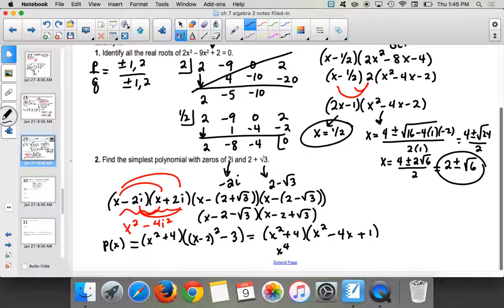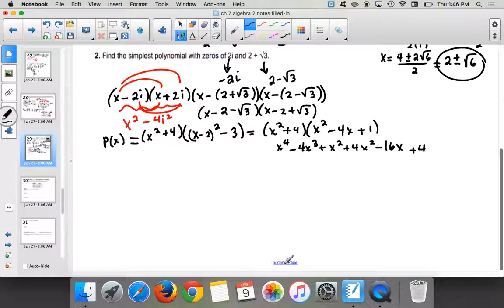All right, x to the 4th minus 4x cubed plus x squared plus 4x squared minus 16x, just write the answer, plus 4. So your final answer should be, did anybody find it? No, you're just like, do it for us, Mrs. Cox. All right, x to the 4th minus 4x cubed plus 5x squared minus 16x plus 4. That's our polynomial.